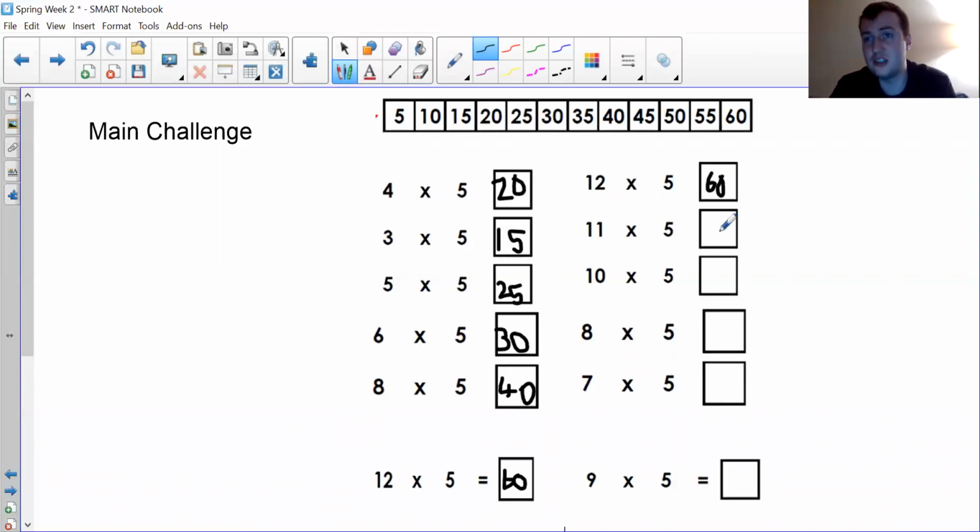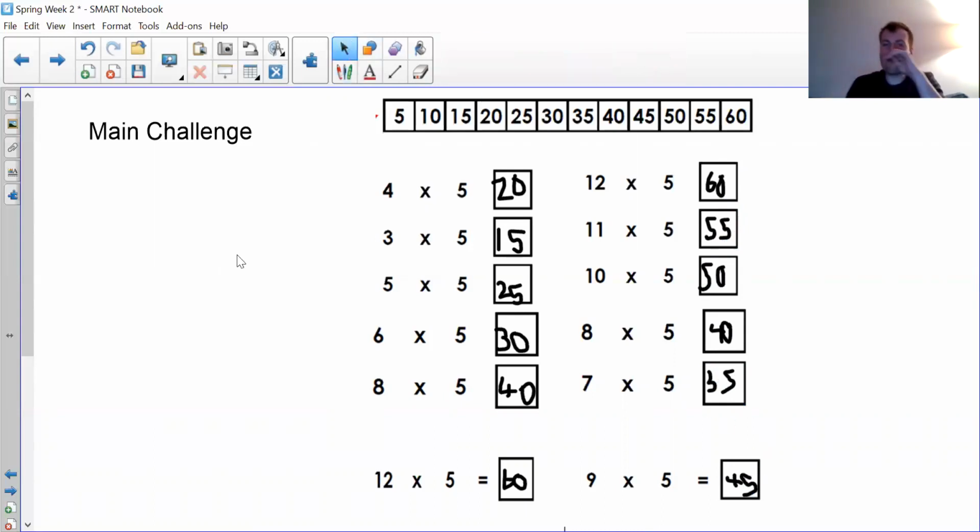It's still 60. It doesn't change just because you're in a different column. Still 60. 11 times 5, 55. 10 times 5, 50. 8 times 5, 40. 7 times 5, 35. 9 times 5, 45. So mark those for me.